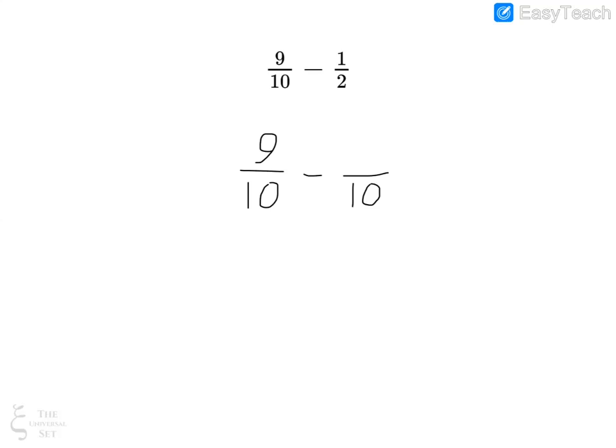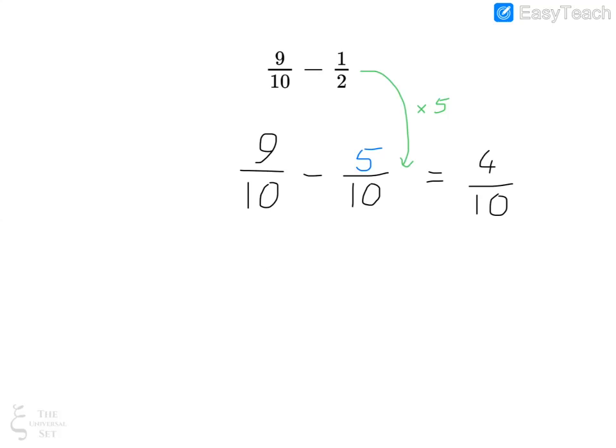So what did I have to multiply this 2 by to change it into a 10? Well, I've multiplied it by 5, haven't I? So the 2 multiplied by 5, that gave me 10. 1 multiplied by 5, what's that going to give me? It's going to give me 5, isn't it? So 1/2, that's the same as 5/10. So now I've got 9/10, I want to take away 5/10. That's going to leave me with 4/10, isn't it?